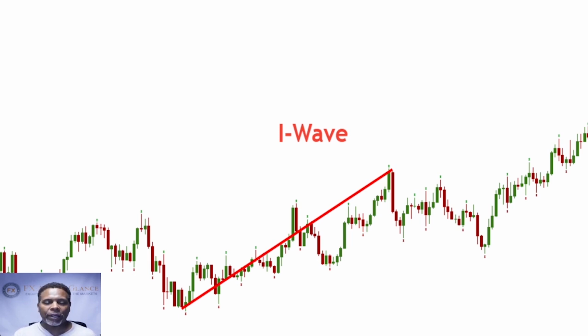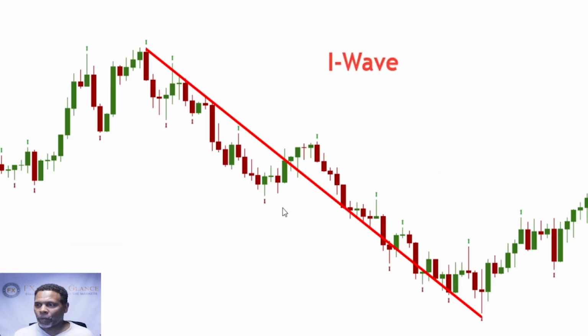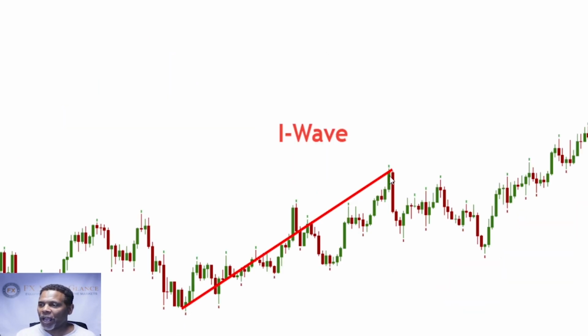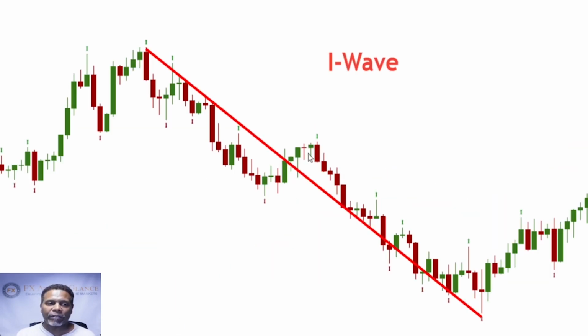But basically, the Ichimoku main theory is that the market moves in 3 waves and then 5 intermediate waves, which would mean one wave would be this I formation, this I wave, which is basically an impulse move. It can be an impulse move to the upside or an impulse move to the downside. So you have a bullish I wave and a bearish I wave.